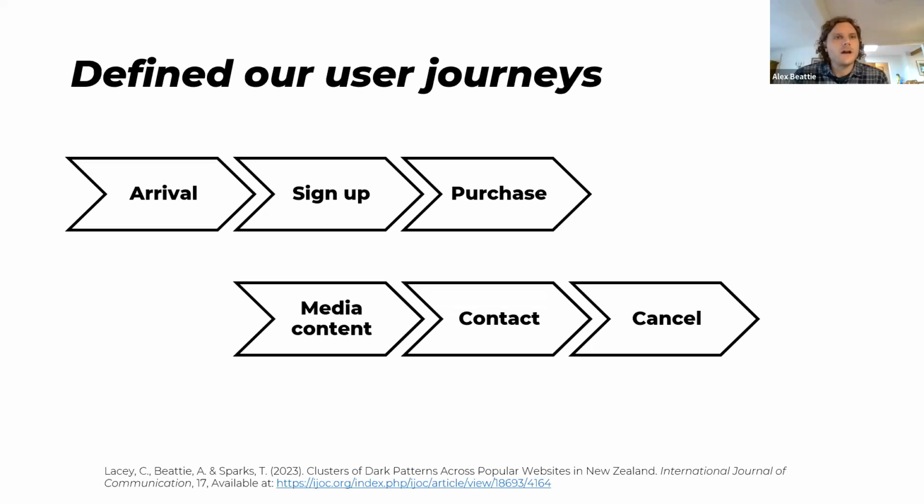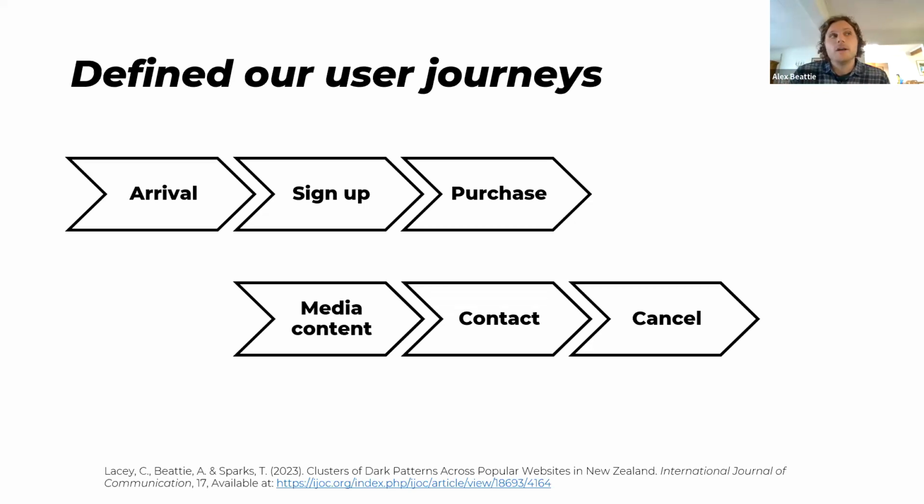So we decided to be very clear about what we'd call our user journeys. This is a term from user experience design. How do you consistently analyze each website? So we came up with 6 user journeys that we would look at if they were relevant to each website. So first of all, what happens when you arrive on the homepage of the website? So farmers.co.nz, when you arrive on that website, what happens? Do you encounter any dark patterns? That was one user journey, the arrival.